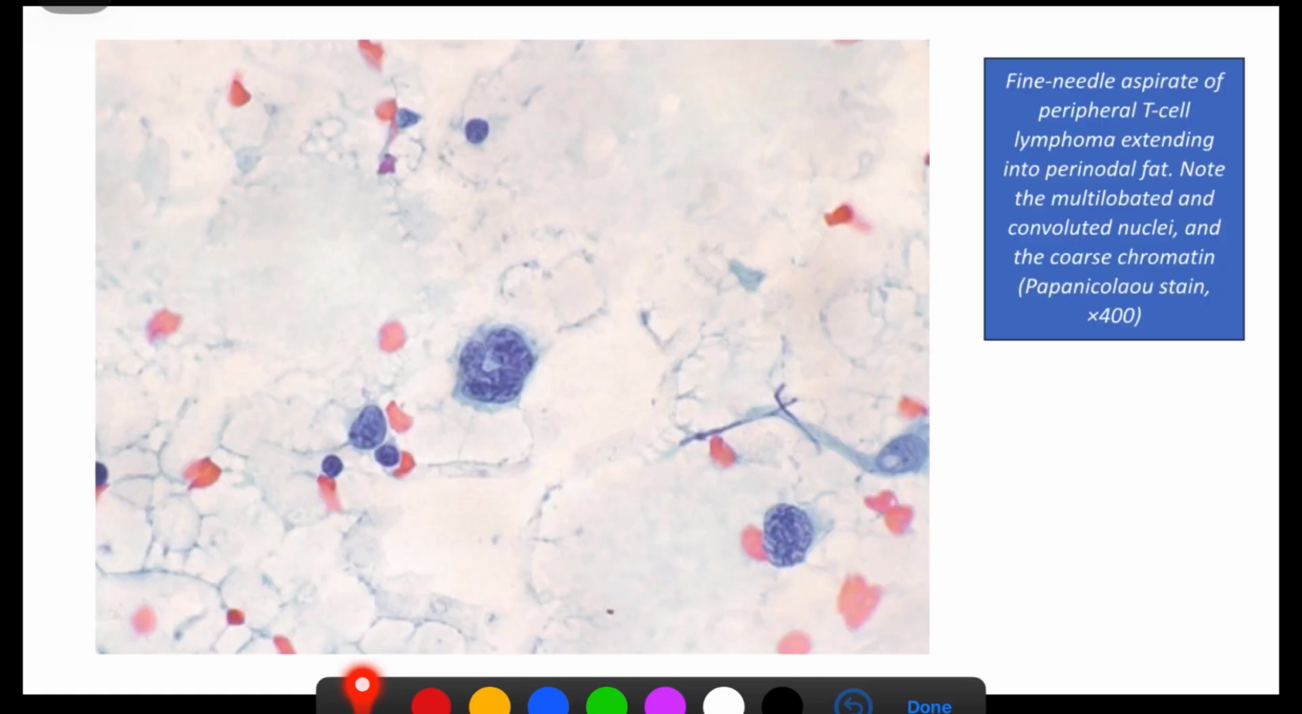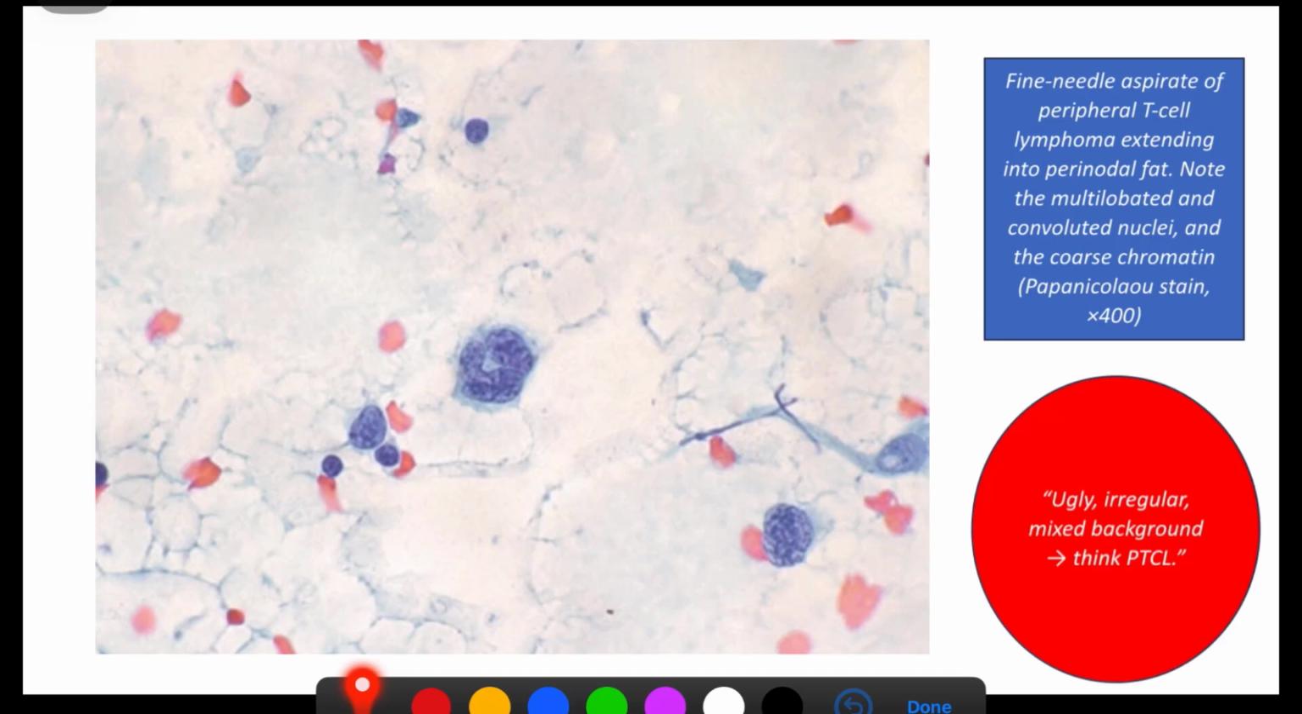So here this aspirate shows peripheral T cell lymphoma, and it is extending into perinodal fat. So this is fat, and you can identify these convoluted nuclei, coarse chromatin, and the background shows small lymphocytes. So you can compare the very large size of these cells. So ugly irregular cells with a mixed background, think PTCL.